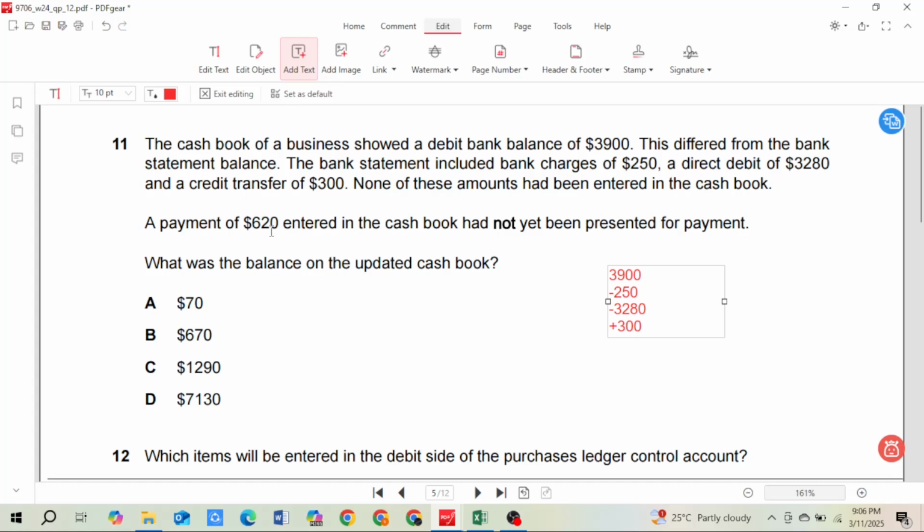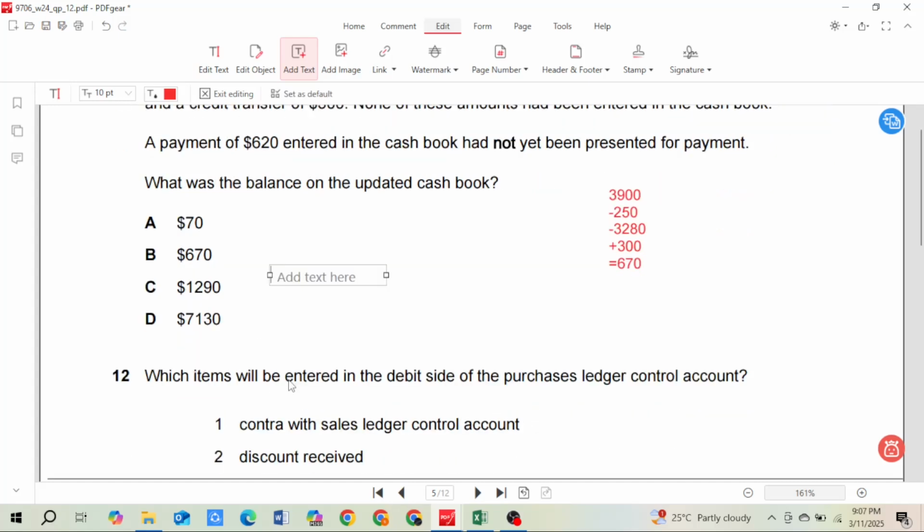And the last one is a payment of 620 entered in the cash book. That means the figure we have, 3,900, already includes this 620, so we don't need to re-enter it. So my updated figure is 3,900 plus 300 minus 250 minus 3,280. The new balance is 670. So this is option B. Next question.